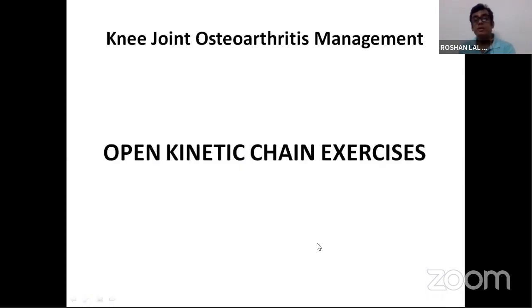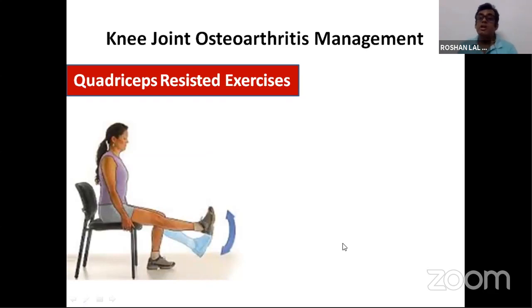Now, what are the open kinetic chain exercises? When there is improvement in pain and symptoms, we can progress to the open kinetic chain exercises. And open kinetic chain exercises are considered to produce more load on the articular surfaces. And these exercises should be recommended if there is improvement in the signs and symptoms, improvement in the movement, and improvement in the functional activities.